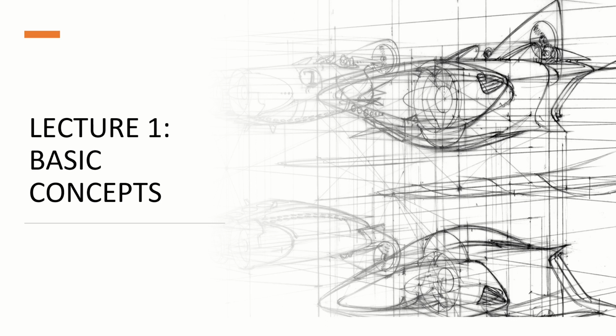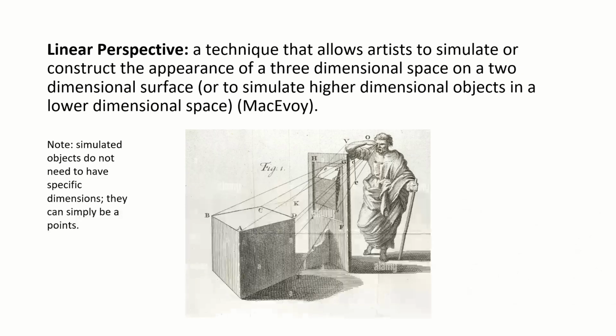Lecture 1. Basic Concepts. So, what is linear perspective? It's a technique that allows us to represent higher dimensional objects in lower dimensional planes or spaces. For example, take this cube. Linear perspective gives us a way to represent this three-dimensional object in 2 dimensions.